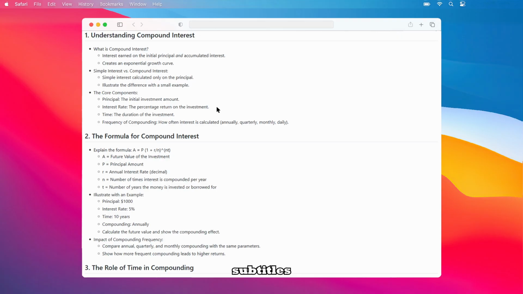Delve into the formula that governs compound interest. A equals P times (1 plus R divided by N), raised to the power of Nt. Here, A represents the future value of your investment, the total amount you'll have at the end. P stands for the principal amount, the initial sum you invest. The annual interest rate, expressed as a decimal, is denoted by R. The number of times interest is compounded per year is N, and T is the number of years your money is invested or borrowed for.